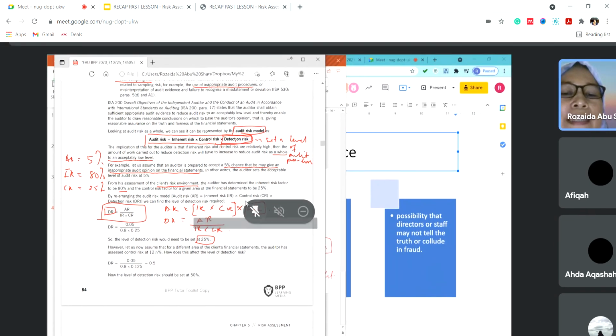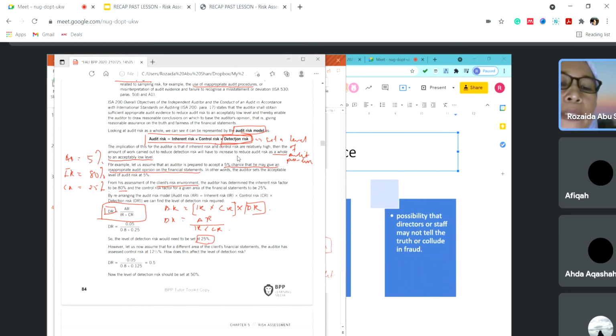Okay. So, that is how you find the detection risk of 25%. So, if you bring it into the audit risk model, audit risk is inherent risk times control risk times detection risk. So, audit risk just now you set at 5%, inherent risk 80%, control risk is 25%, then your detection risk is 25%.